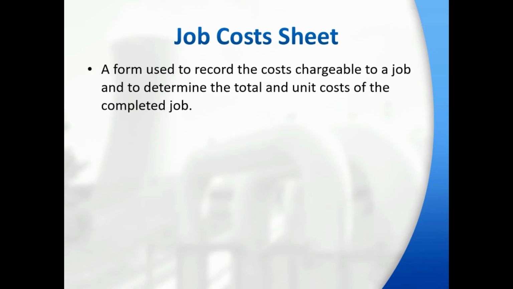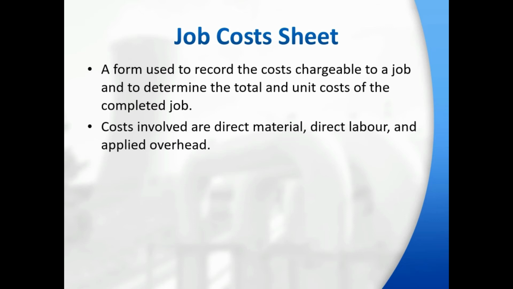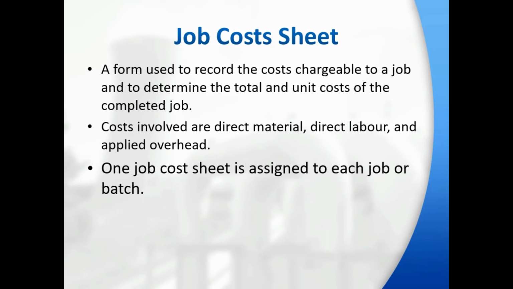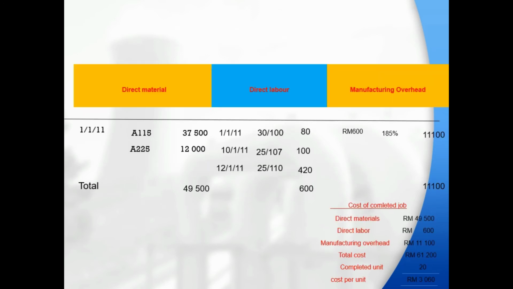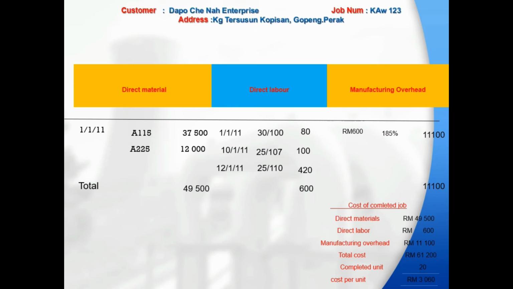Job cost sheet, a form used to record the cost chargeable to a job and to determine the total and unit cost of the completed job. Costs involved are direct material, direct labor, and applied overhead. One job cost sheet is assigned to each job or batch. This is an example of a job cost sheet.